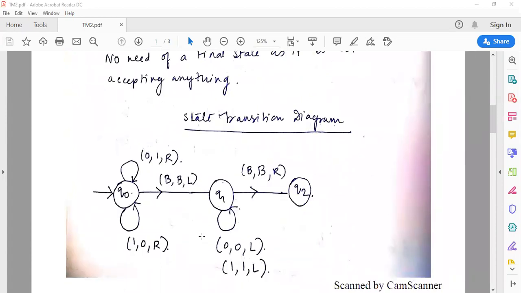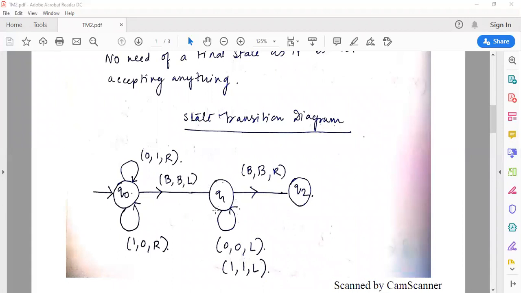So here we have our state transition diagram. Q0 is our initial state, and as we had seen, whenever we get a 0, we are changing it to 1 and moving to the right. Again, if we get a 1, we are changing it to 0 and moving to the right. Fine, we are complementing it. Now, in the next step, whenever we get a blank, that is when we are at our extreme right and we encounter a blank symbol, we keep the blank intact and we move the read write head to the left.